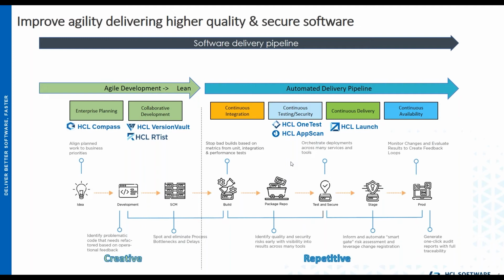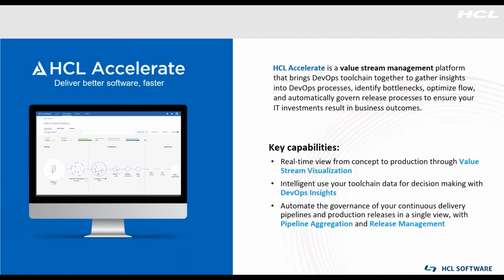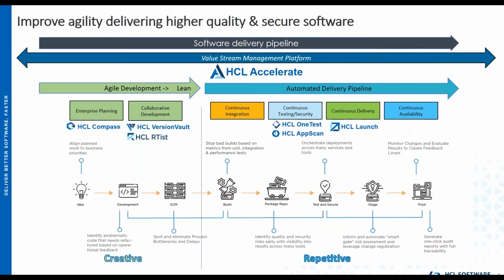So across this entire development lifecycle, how can we bring the highly repetitious phases in our right half together with the highly flexible creative stages in our left half? And that's where HCL Accelerate comes in as our value stream management platform, being able to view the entire software delivery process and grab insights from that fuzzy front end of how we are iterating on our work items, our issues, and our epics, and how they're flowing all the way out into production.